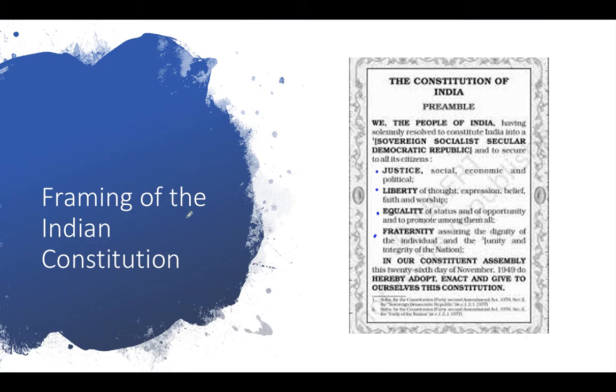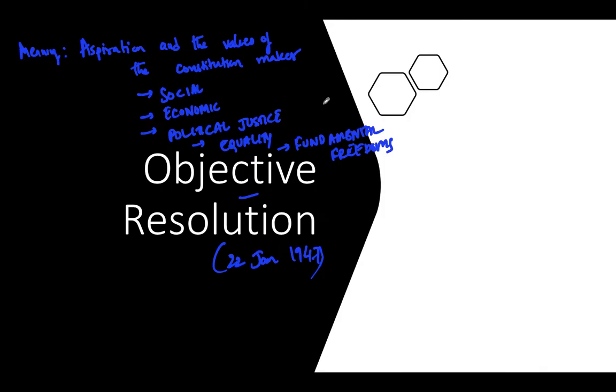So don't be confused. It was made and adopted in 1949, but it came into force in the year 1950, on 26 January. It is almost two months later. On 26 November 1949 it was adopted by the Constituent Assembly, but it came into force from 26 January 1950. Clear? So what is objective resolution? Hopefully this is also clear to you.